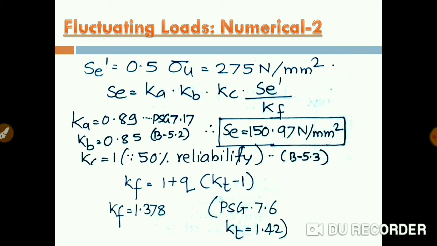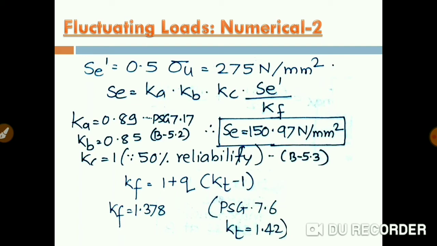That is for the specimen. Now to find out the endurance limit for the component, that is Ka, Kb, Kc, Se' by Kf. So Ka is 0.89, PSG 7.17, Kb is 0.85, Kc is 1, that is 50% reliability is assumed, and the fatigue stress concentration factor Kf is equal to 1 plus q (Kt minus 1).